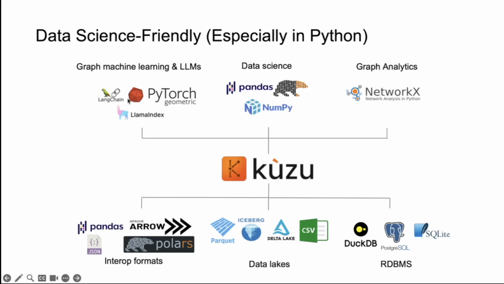And once you do your Cypher queries in Kuzu, we have convenience functions that will convert them very easily into other libraries, data science libraries like Pandas, NumPy, or advanced Python graph analytics libraries like NetworkX, or graph machine learning or LLM libraries. These convenience functions make it seamless for you to move data in different formats into Kuzu and output the results of your queries into other formats.